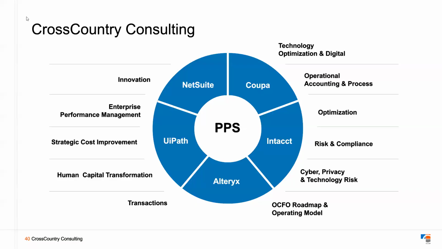So looking at our wheel here, the outside area that is being laid out here are business opportunities that exist. So operational accounting processes, optimization, risk and compliance, innovation, transactions, etc. These are all areas that are generally supported from the business side. Drilling into that, we have the environments in which those opportunities live.